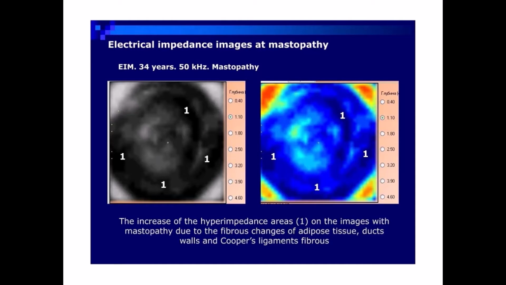Electrical impedance images at mastopathy. EIM, 34 years, 50 kHz. Mastopathy. The increase of the hyperimpedance areas (1) on the images with mastopathy is due to the fibrous changes of adipose tissue, duct walls and Cooper's ligaments.